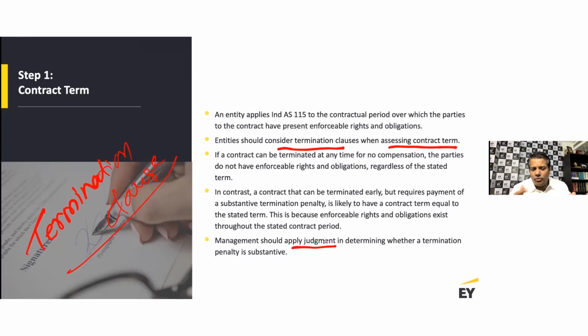For example, if on a 500 contract my cost of fulfillment of that contract was 499 crores, and I was only making a crore, and there is a 2 crore penalty which I have put in, if the counterparty were to terminate, then that may be a substantive amount. So you have to evaluate some of this with reference to the substance of the arrangement, from that perspective.